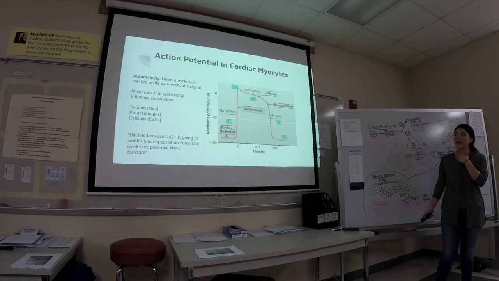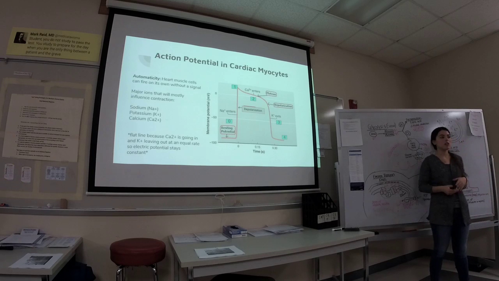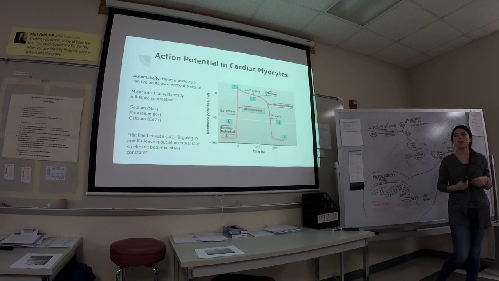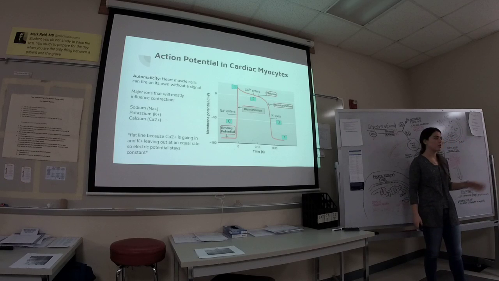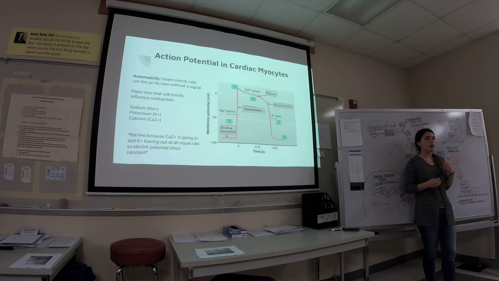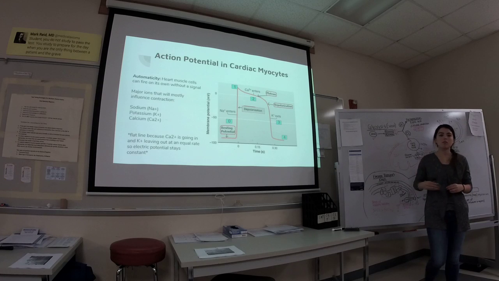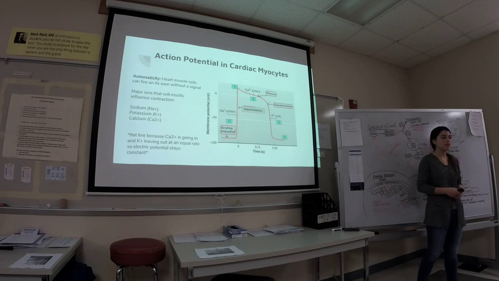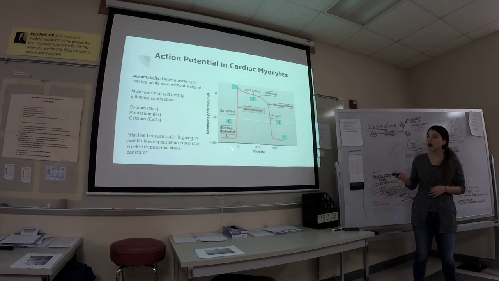Okay, so now this is where we start talking about cardiac myocytes, so action potentials in the heart muscle. Automaticity means that the heart muscle cells can fire on their own without a signal. We don't need neurotransmitters or anything to cause an action potential to occur. Like the SA node, where the cells can cause action potentials on their own. So we're at resting potential, which is about -90 millivolts, around there, in heart cells.